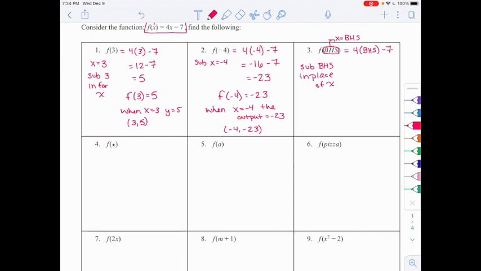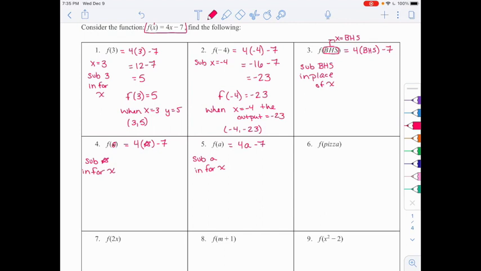I'm going to keep going here. So here they give me a star. So now I'm going to sub star in for x. So instead of 4x minus 7, I'm going to have 4 times star minus 7. Right, because instead of there being an x here, there's a star. Right, so that's what I'm replacing the x with. Here they give me f of a. So I'm going to sub a in for x. I'm going to replace x with an a. So I'm going to have 4a minus 7 instead of 4x minus 7.